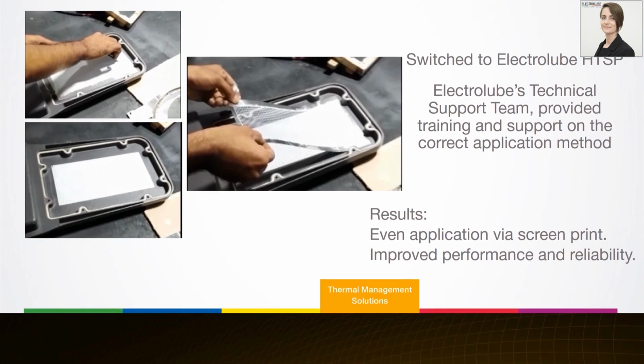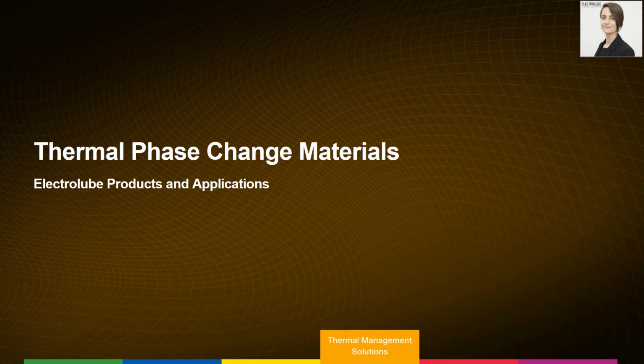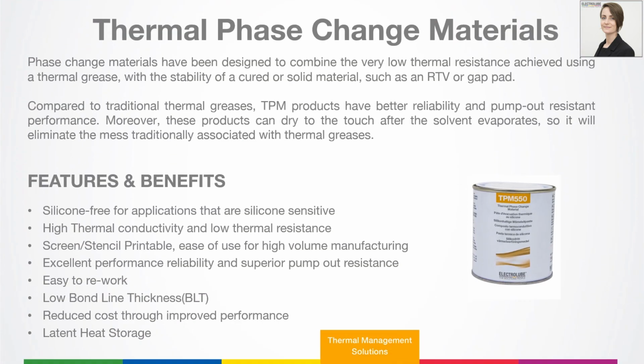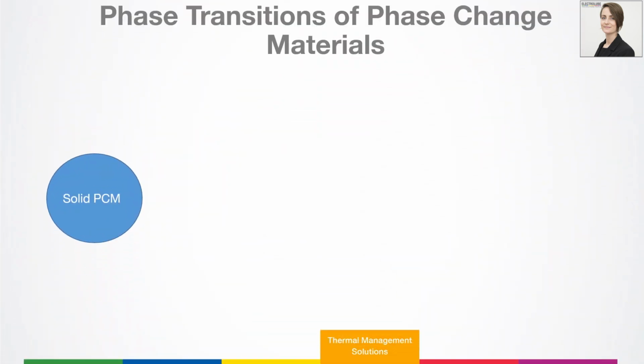So we're going to have a look at some thermal phase change materials now. These are silicone-free products, and they're suitable for applications where silicones are not allowed. They have high thermal conductivity and low thermal resistance, and they can be applied using a variety of methods, mainly screen and stencil printable, which again gives you that nice thin, even layer. So I'm just going to explain the phase transitions of a phase change material here. You have a solid phase change material.